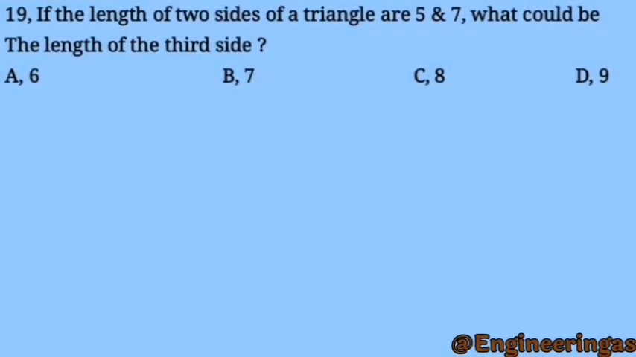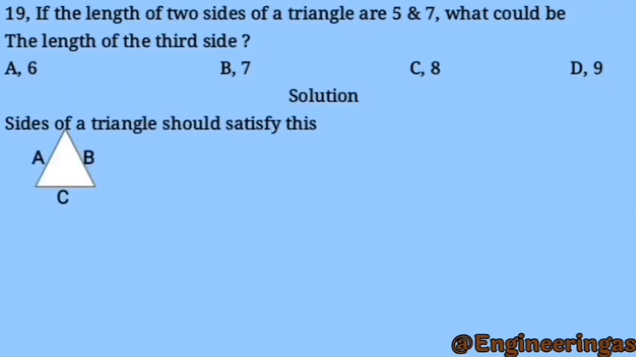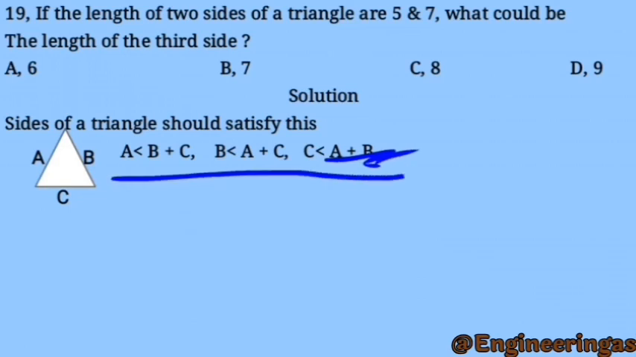If the lengths of two sides of a triangle are 5 and 7, what could be the length of the third side? Okay. So the sides of the triangle should satisfy some criteria. Let's say a, b, and c are sides of this triangle. So a should be less than b plus c, and also b should be less than a plus c, and also c should be less than a plus b. So if it satisfies these requirements, it can be the sides of a triangle.